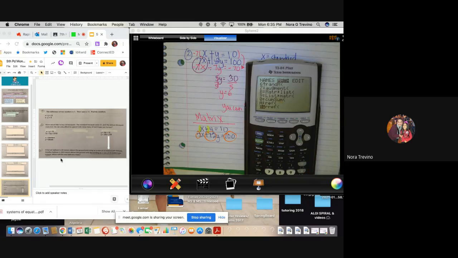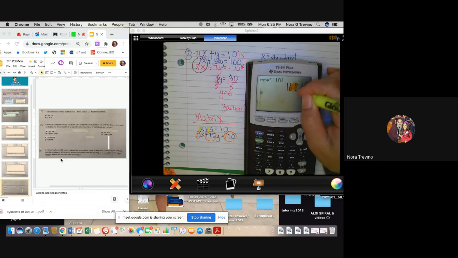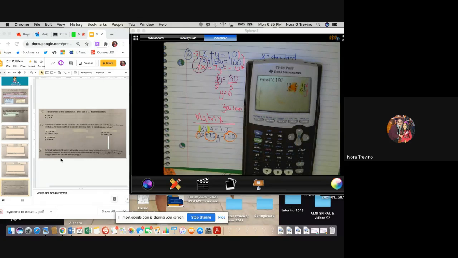There it is, letter B. Enter. Go back to matrix, second matrix, and enter, enter. Remember, you ignore the first 4 numbers. The answer is the last column, the 4 and the 6. The X is the top, the Y is the bottom.